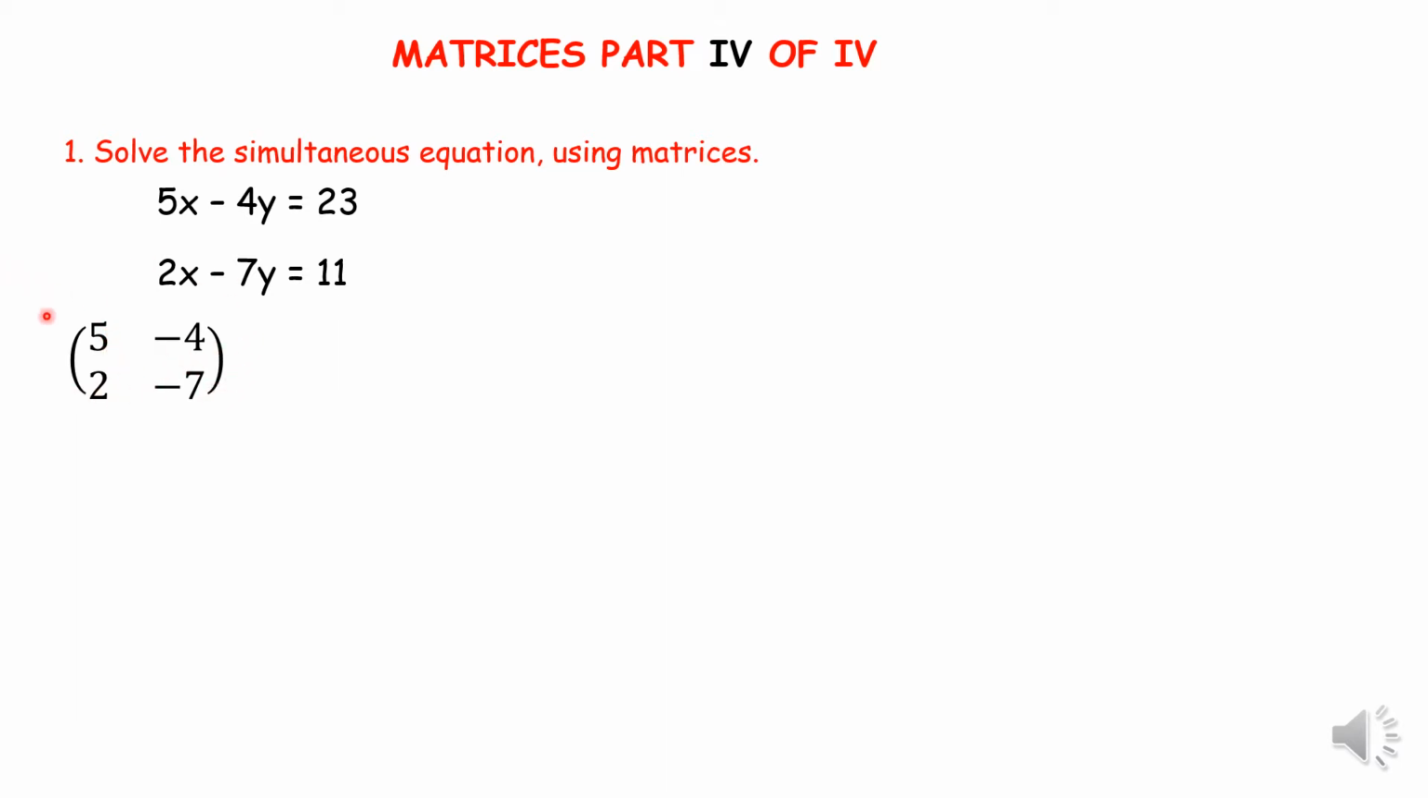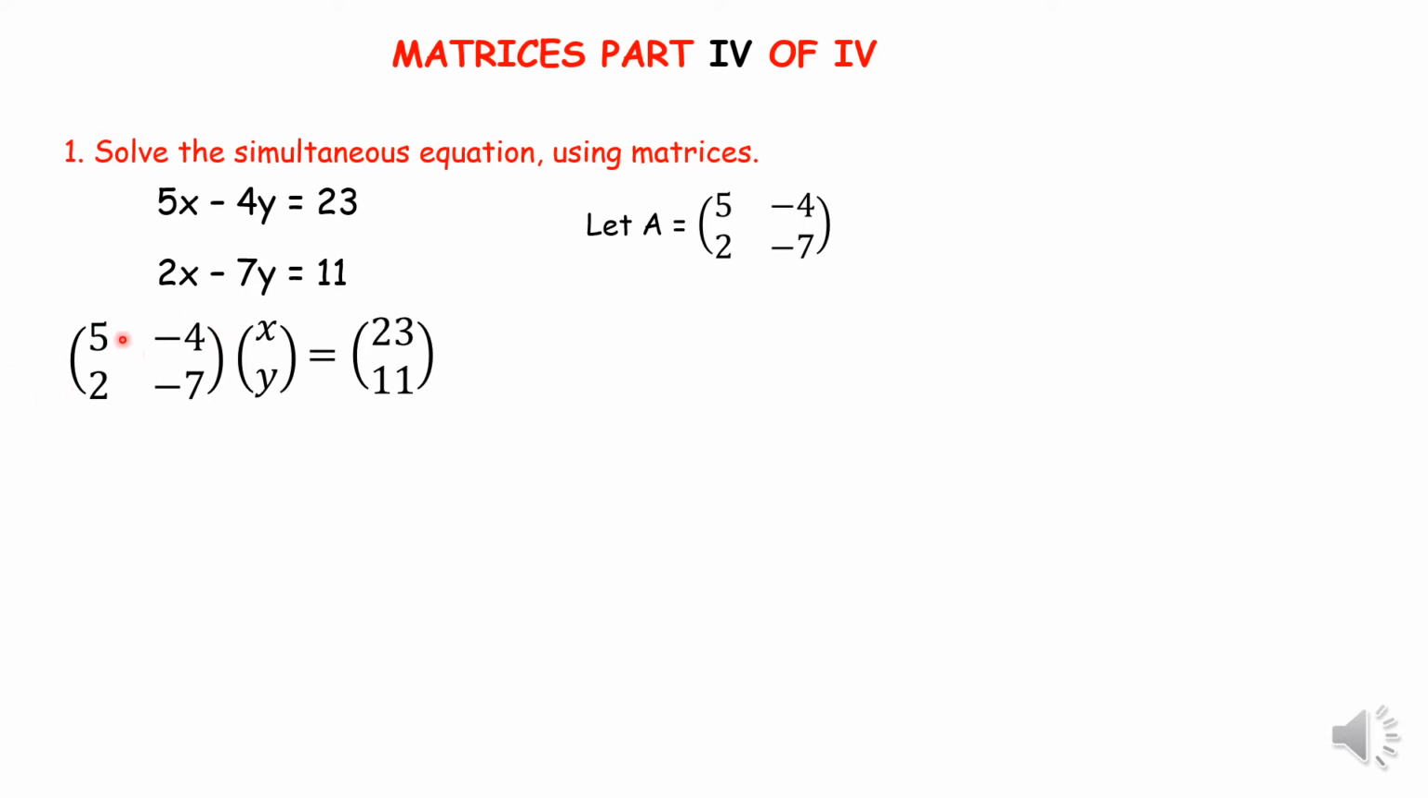And obviously the x and y can also be written as a separate matrix, a 2 by 1 matrix. If you look at the way you multiply, 5 times x plus negative 4 times y gives you that part of the equation. The same with the 2 times the x plus negative 7 times the y gives you 2x minus 7y, which is that part of the equation. And we're going to let everything equal 23, 11.